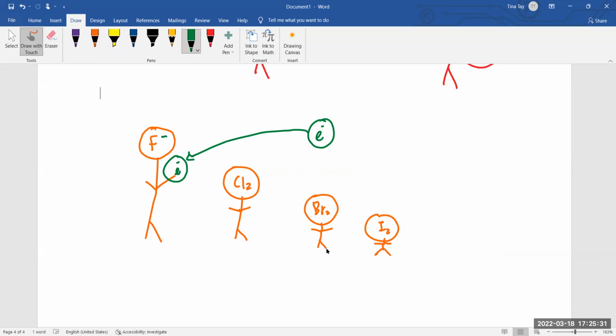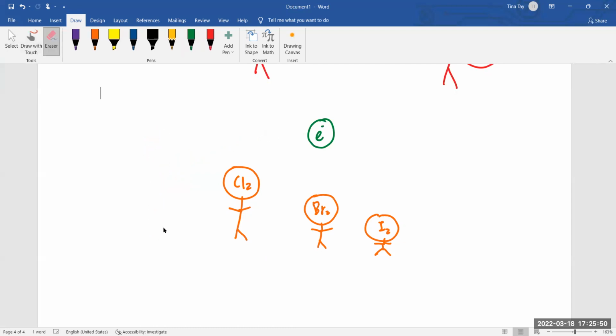Now, chlorine, bromine, iodine all really want the ball. Can they say, please give me? Cannot. They're not going to give you. So, too bad. Fluorine walks away. Fluoride walks away with the ball. Now, left chlorine, bromine, iodine. Somehow, the ball rolls on the floor.